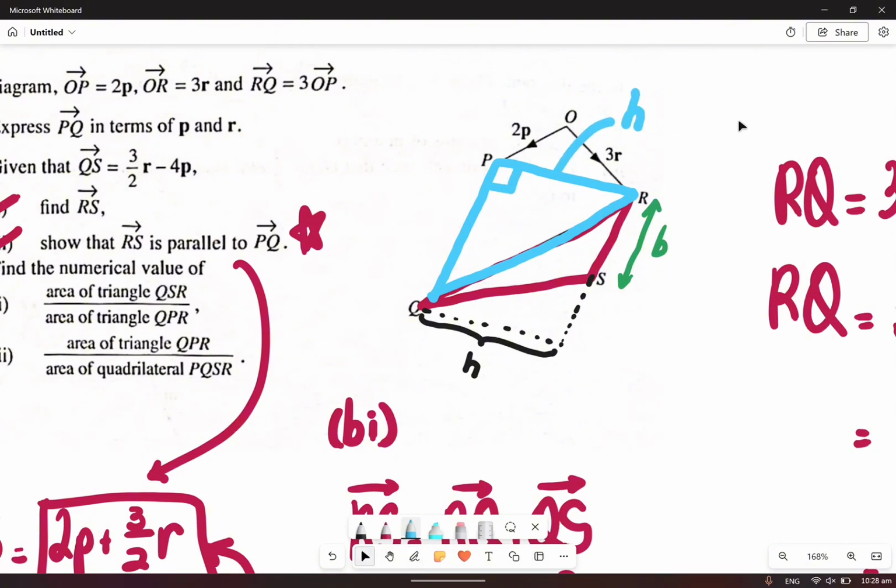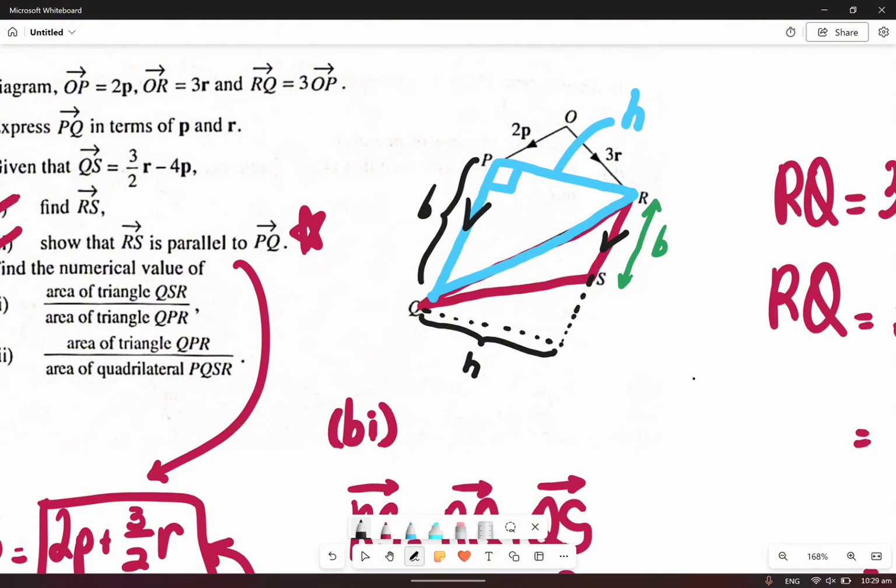True? That means to say QPR and QSR, they are not equal, but they share the same height. The only difference about them is the base. And their base is, oh, the parallel. It's like, this is their base. True? This is the base. Agree or disagree? So what does that mean to you?